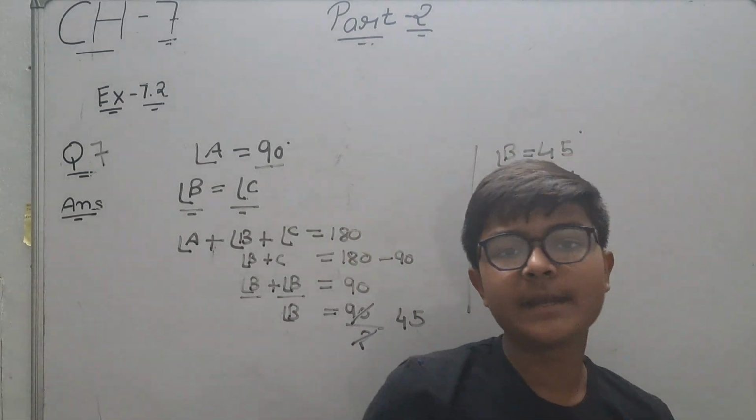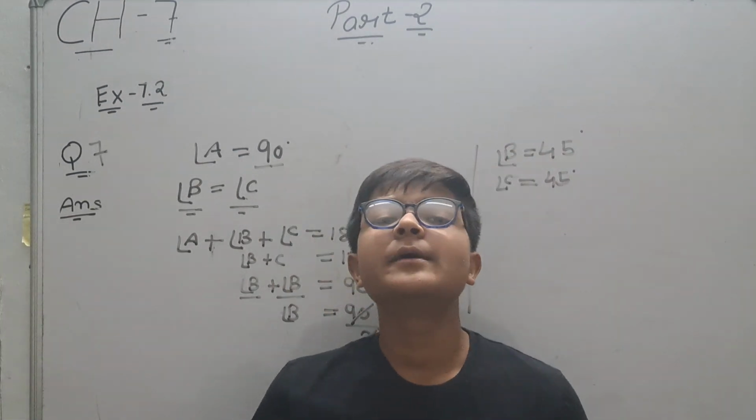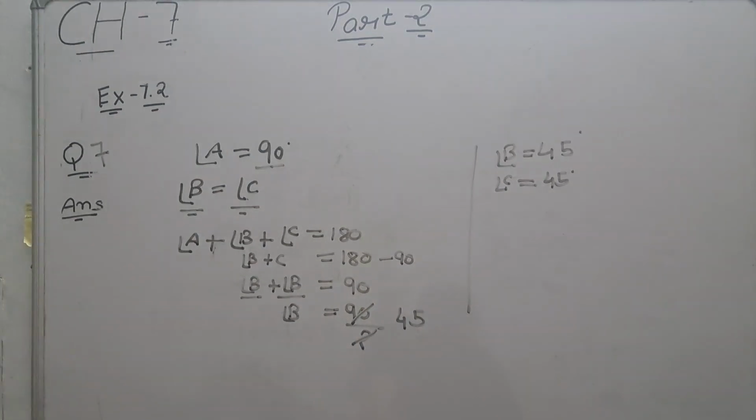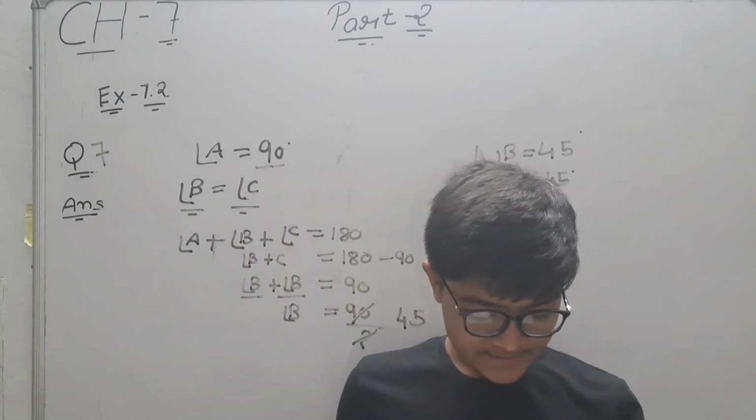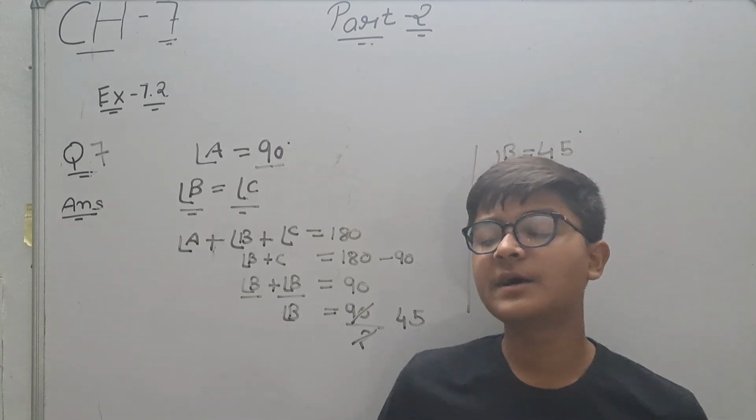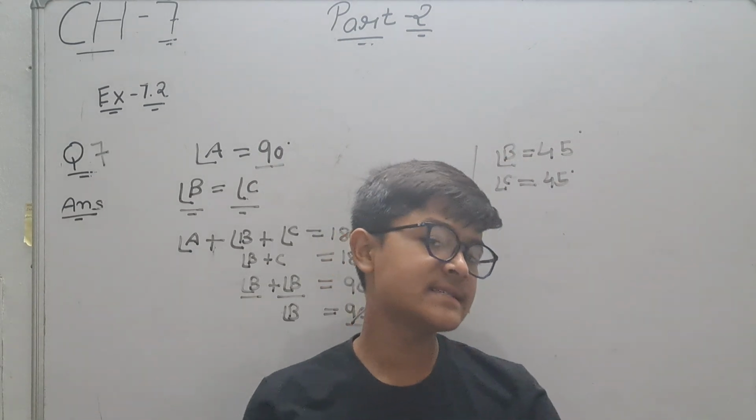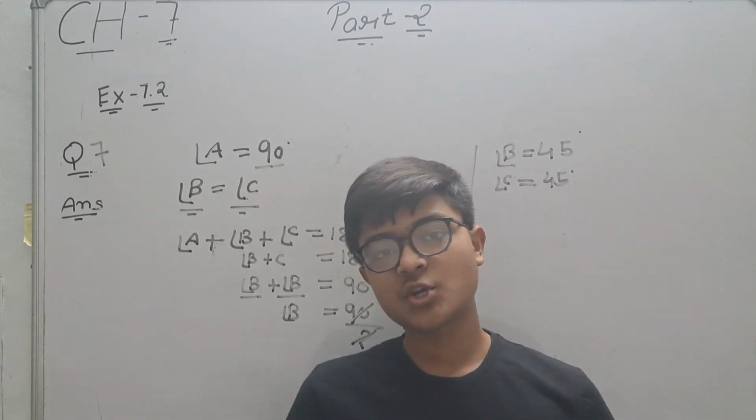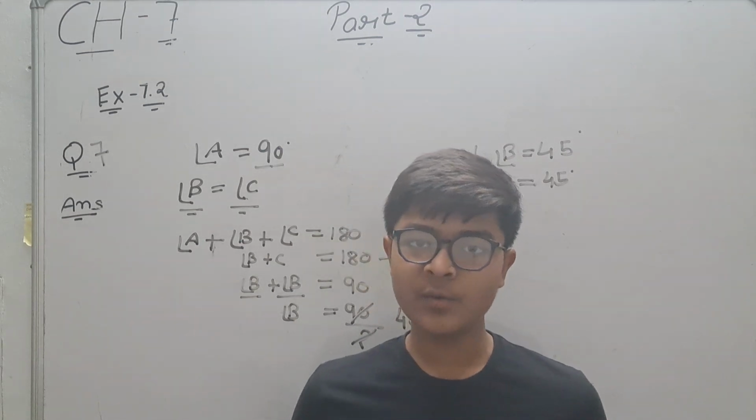In question number 8, they have said we have to show that the three angles of the triangle are 60. So how will we find it? First of all, I am telling you, you have to do this as homework.